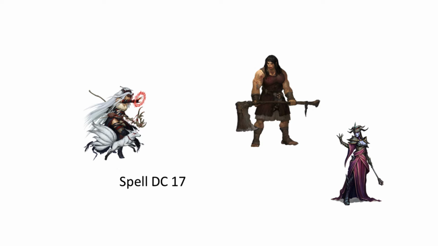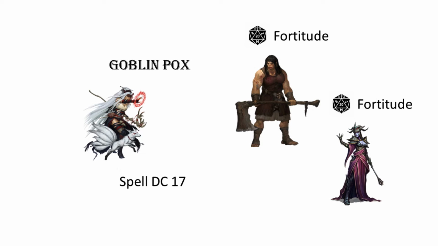Let's try a different situation. You want to cast Goblin Pox. The opponent will have to make a fortitude save. Well, who should you target in this situation? Both fortitude saves are pretty high, but you'd probably have better luck with the drow priestess.